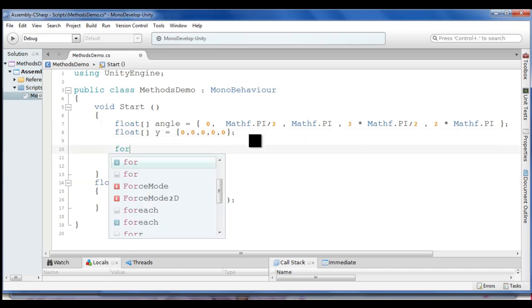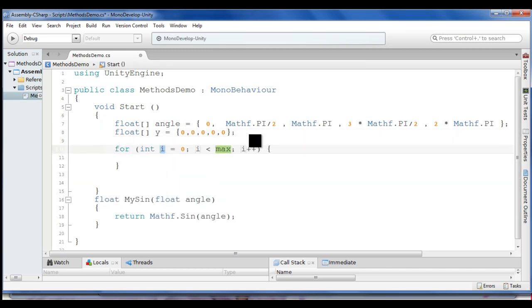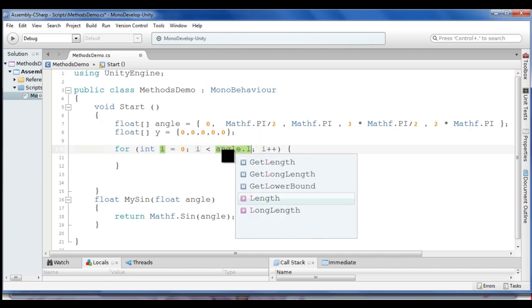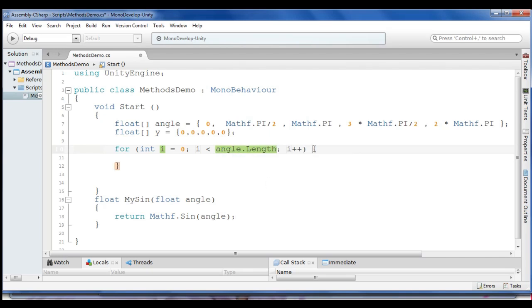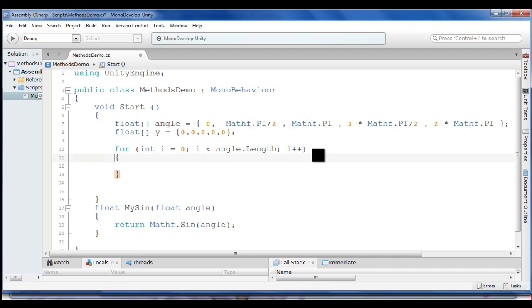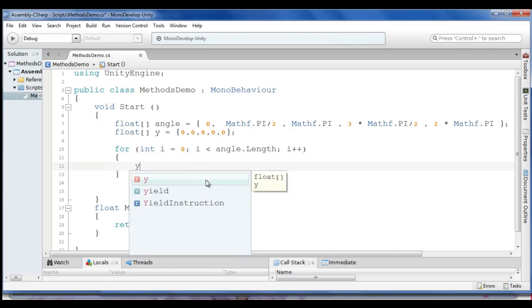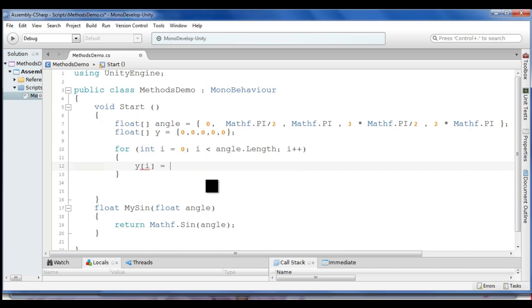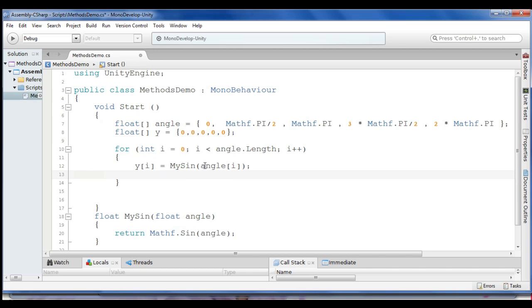So first thing, we have to use a for loop. For i is equal to 0, i is less than angle dot length, which is going to be 5: 1, 2, 3, 4, 5, right? Then we have to calculate the y. y of i should be equal to my sine function, which takes our angle of i, and that angle will be given to this variable and it returns back the value.